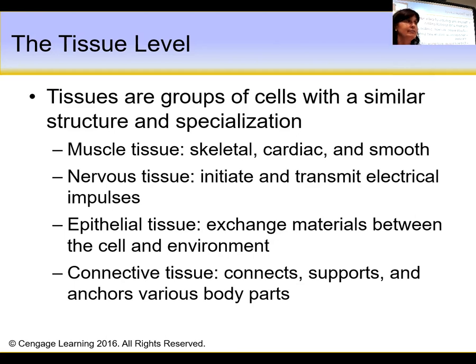Starts with an E. Epithelial tissue. Where do we find epithelial tissue? Skin. The outer layer of skin is called the what? Epidermis. Do you guys remember that? So the cells are tightly packed together, help form a barrier.